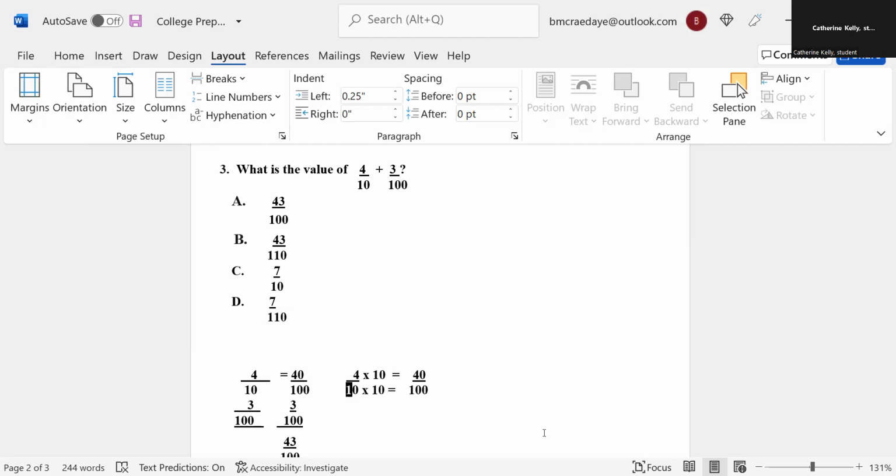But that's a very important one. Don't try to add those numerators if the denominators are different. Notice they added 4 and 3 and got 7, and they put it over 10 plus 100, which gave them 7 over 110. No, you must make those denominators the same. See, they gave you answers that you get when you do it incorrectly.